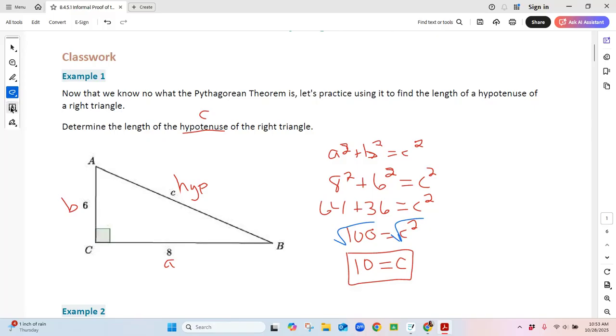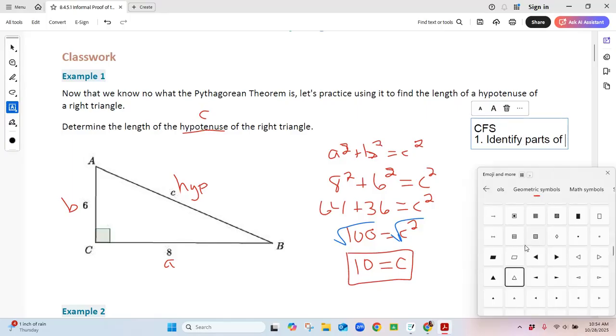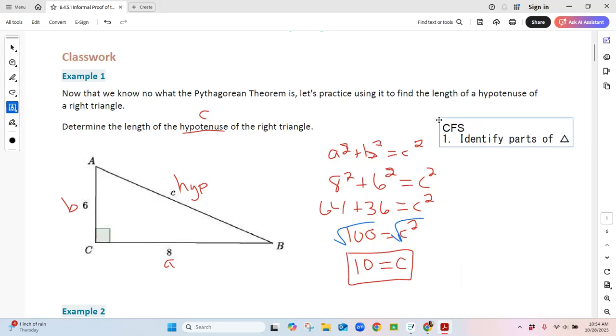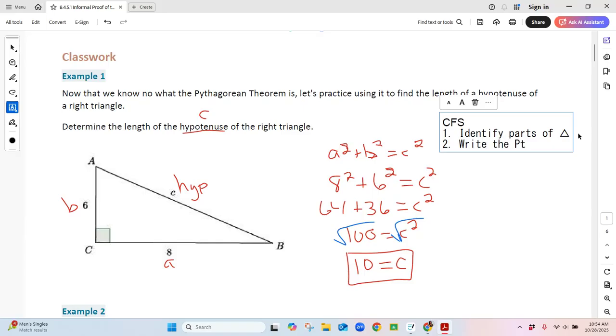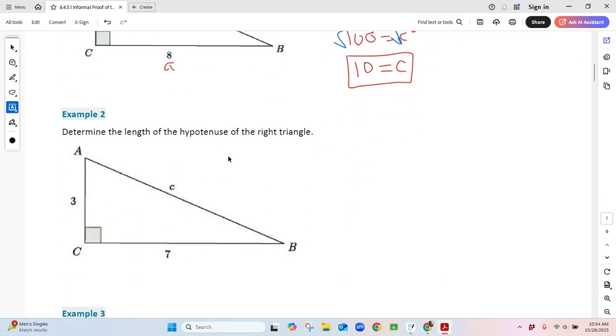For today, our CFS is as follows. First, you need to identify the parts of the triangle. Second, you need to write the Pythagorean theorem. And third, you need to substitute and solve. Every single question should look like that. Identify the parts, write the Pythagorean theorem, then substitute and solve. Let's look at another example.